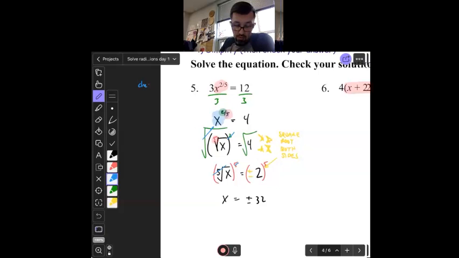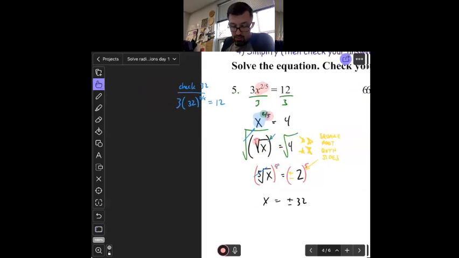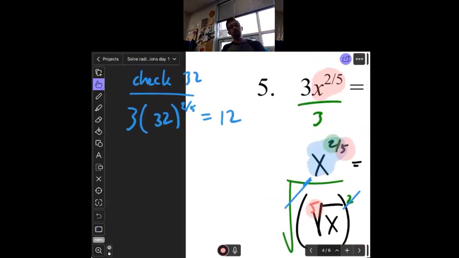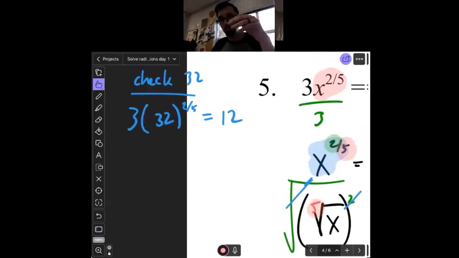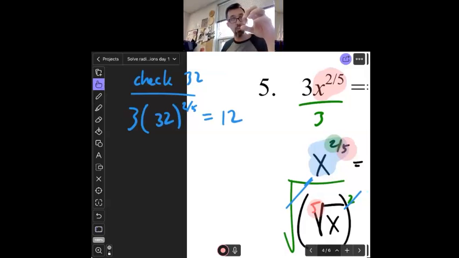Doesn't matter which one you do first. Usually doing the positive one's easier, but okay. Plugging in 32, 32 to the 2/5 equals 4. So you guys actually should be able to do this by hand. I don't really want you to be burning time calculating this out by hand, because I've taught you how to do this, 32 to the 2/5. We did it earlier, but it takes 3 steps just to get this one thing done. I don't really want you guys to waste time doing that.